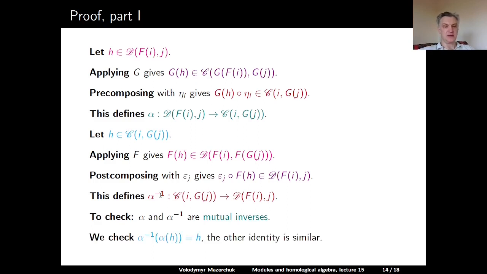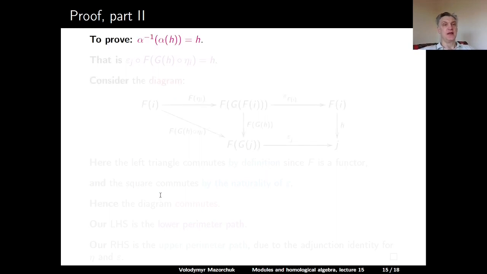So we need to check that alpha inverse after alpha is the identity and alpha after alpha inverse is the identity. So we check one of them and the other one is similar. We want to prove that alpha inverse applied to alpha of h is equal to h for any h. Recall that alpha of h is G of h after eta I. And then when we apply alpha inverse, we should apply F to this and then post-compose with epsilon J. And we want to prove that all this thing is equal to h.